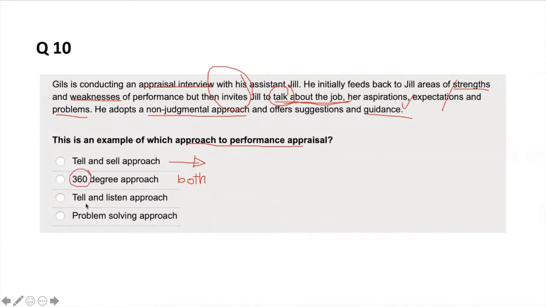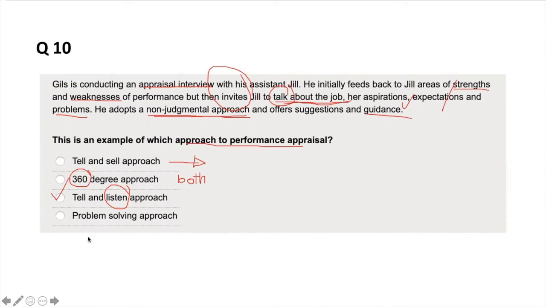The tell and listen is closer if you read this, even if you did not know the theory. You know, Jill is being invited to talk about her job, her aspirations. So you're telling someone, talk to me about the job, and I will listen. There is no guidance, no judgmental approach. And of course, just some guidance maybe at the end, but not telling someone what to do. So tell and listen is close to the answer here, unless the fourth option is probably better.